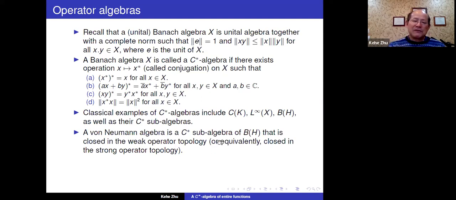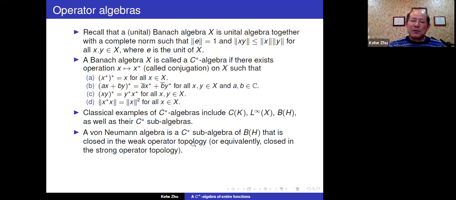I also want to mention von Neumann algebras, although I'm not really going to talk too much. A von Neumann algebra is when you go one step further. You look at particular C-star algebras. Look at the C-star subalgebras of BH, and if the C-star subalgebra is closed in the strong operator topology, or equivalently in the weak operator topology, then you say you have a von Neumann algebra.